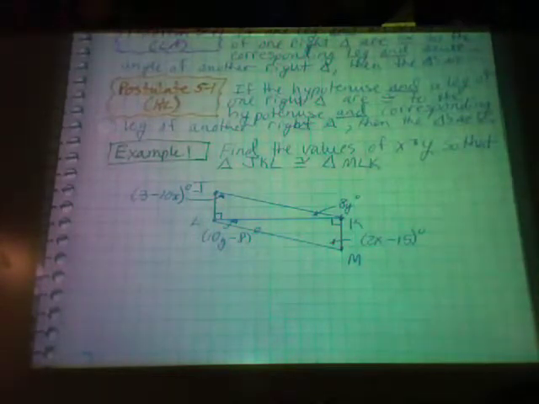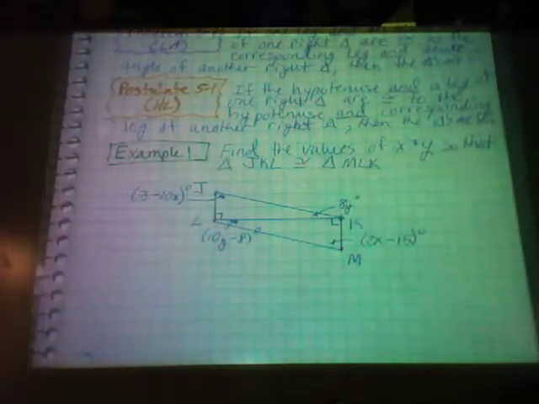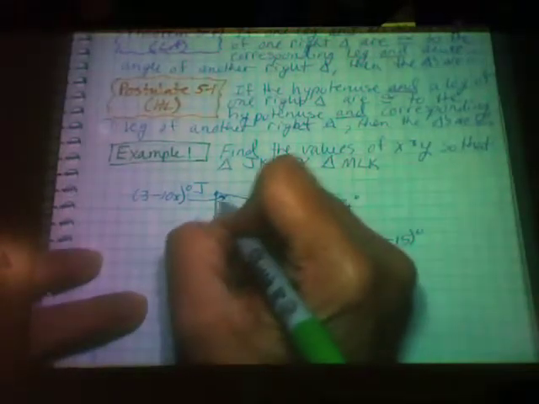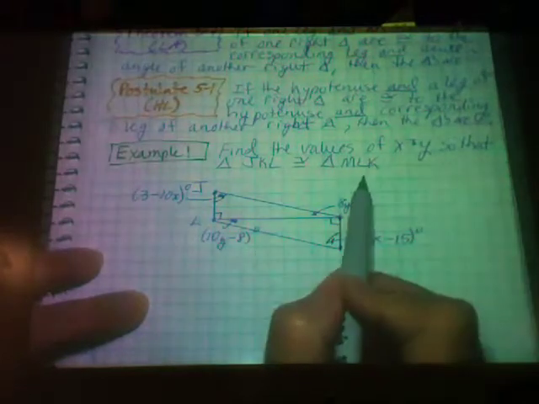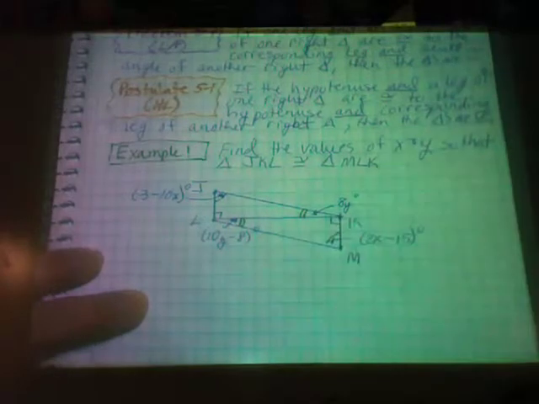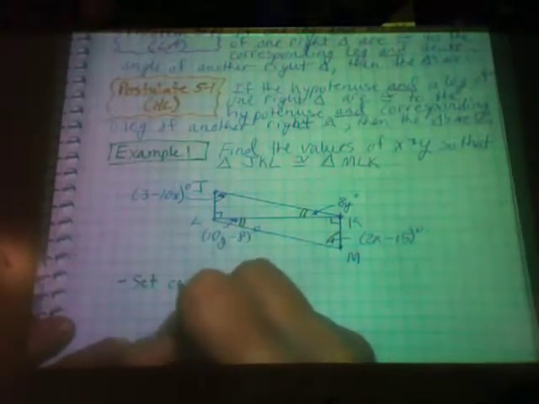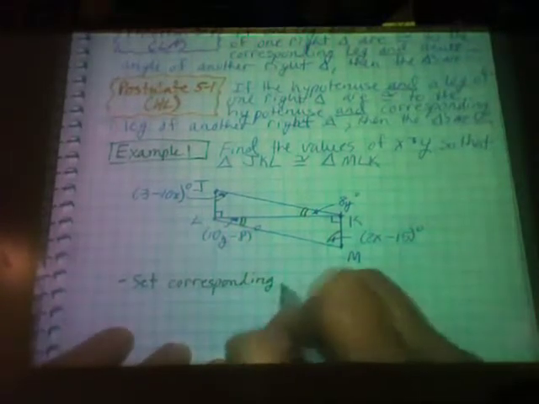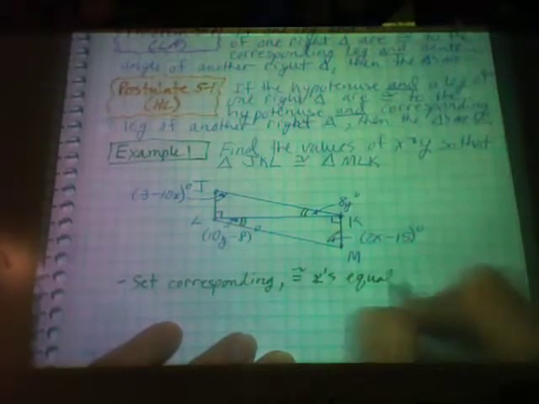However, don't we also know from the congruent statement that J is congruent to M? So this angle right here is congruent to this angle right here, and that L is congruent to K. So this angle here is congruent to that angle there. So my suggestion would be that you set corresponding congruent angles equal to each other.